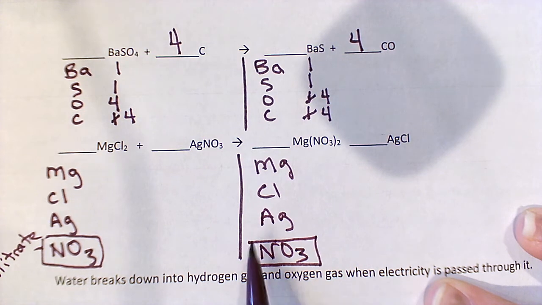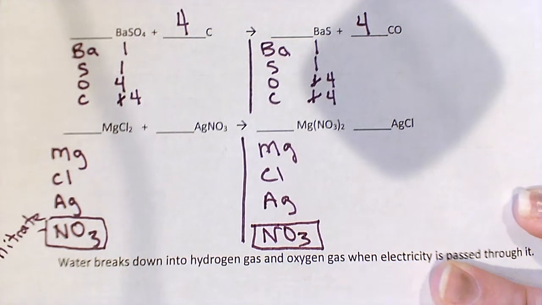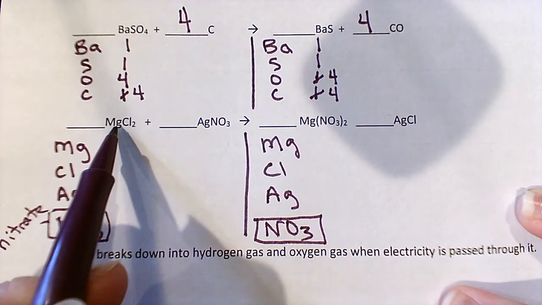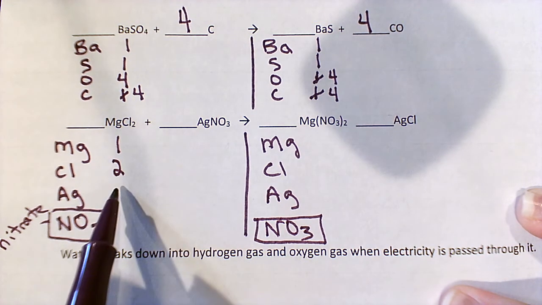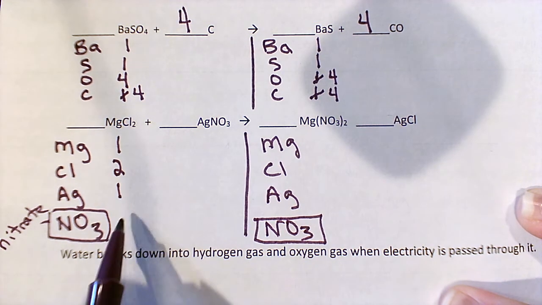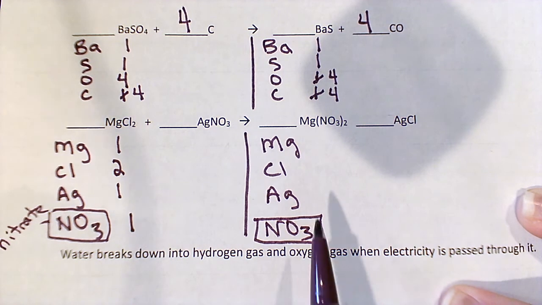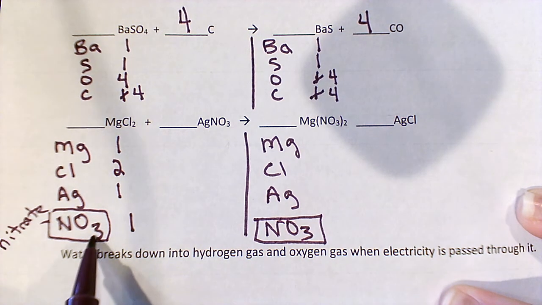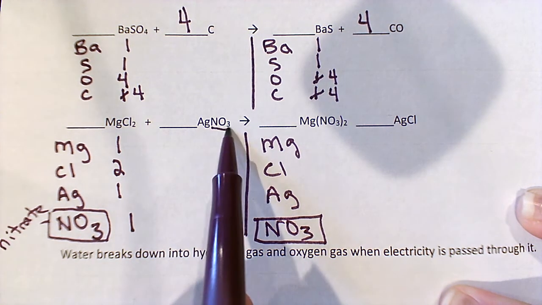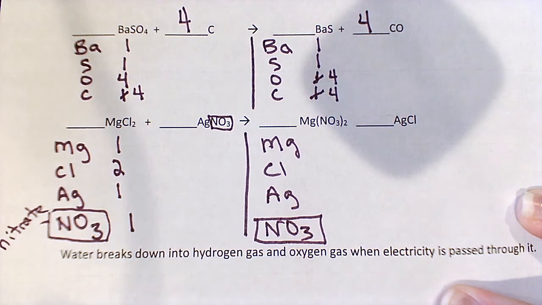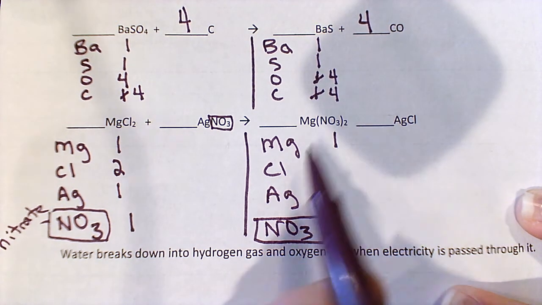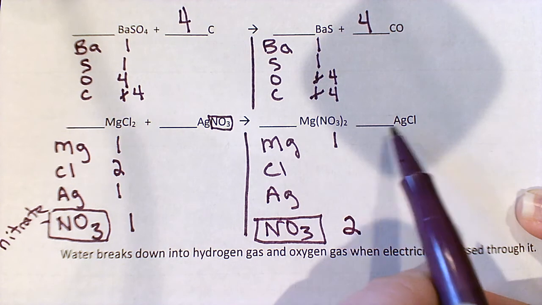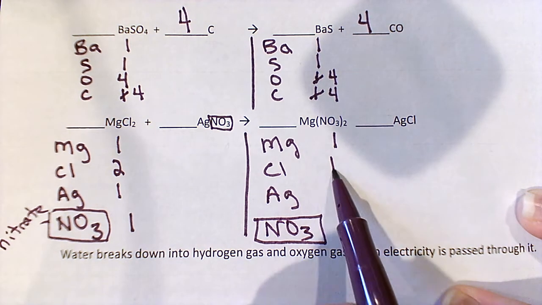So I'm counting how many of those I have. Alright, so on the reactant side, looks like I have 1 magnesium, 2 chlorines, 1 silver, and 1 nitrate. Okay, remember that 3 is part of what nitrate is, so that's 1 nitrate. Right on this side, it looks like I have 1 magnesium, 2 nitrates, 1 silver, and 1 chlorine.